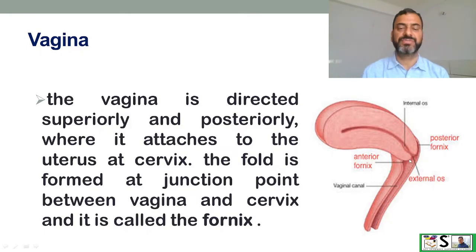The fold is formed at the junction, and this fold is known as fornix. This is the anterior fornix, this is the posterior fornix.